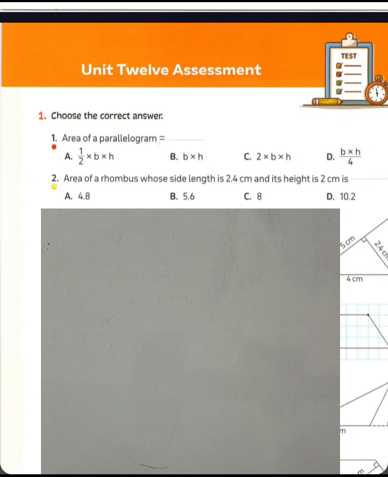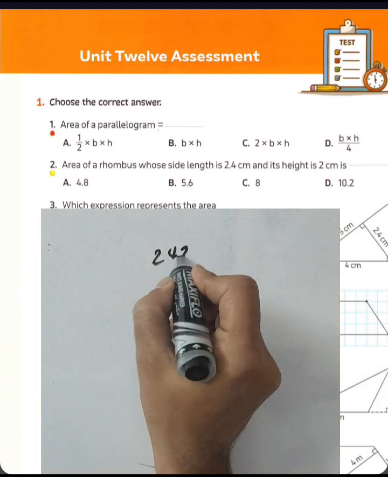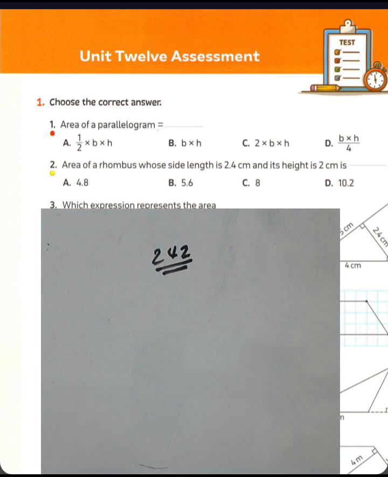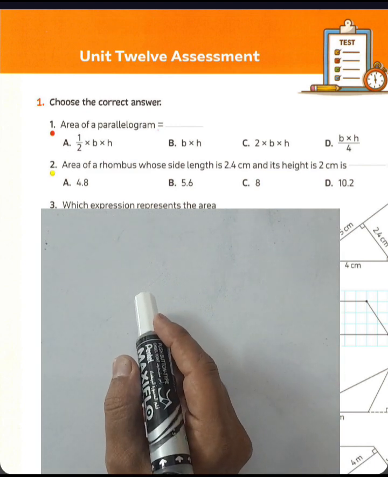Look with me at the Unit 12 Assessment from the Moasser book, okay? Page 242. Look with me at question number 1. Choose the correct answer. Number 1, the area of the parallelogram equals base times height.